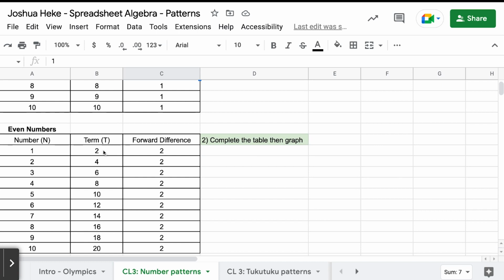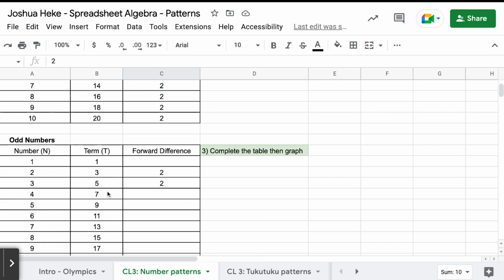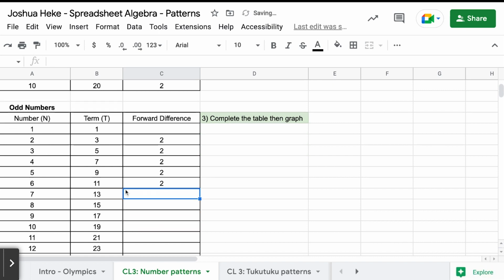If we look at even numbers, 2, 4, 6, 8, 10, they go up in 2s. The forward difference is always 2. If we look at odd numbers, 1, 3, 5, 7, the forward difference is always 2. They always go up in 2.